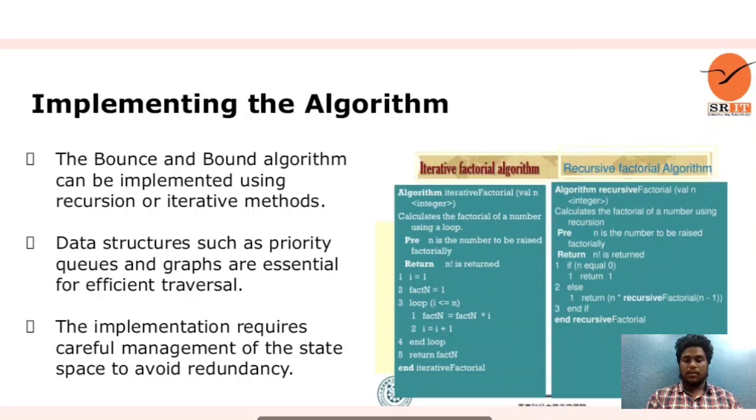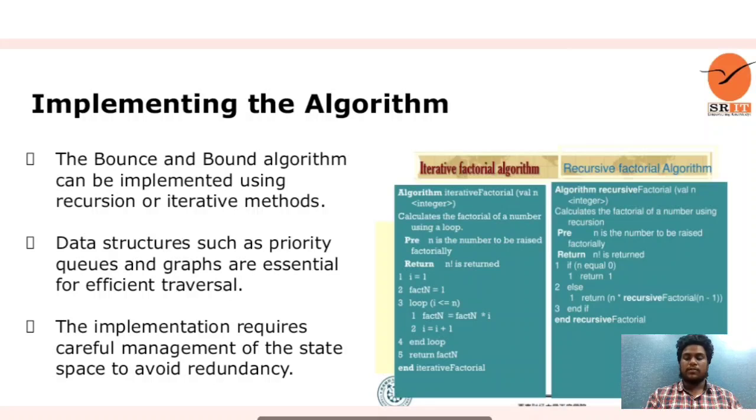Factorial algorithm, iterative. Calculates the factorial of a number using a loop. n is the number to be evaluated. The result is returned. You can see the recursive factorial algorithm. It calculates the factorial of a number using recursion. n is the number to be factorialized.